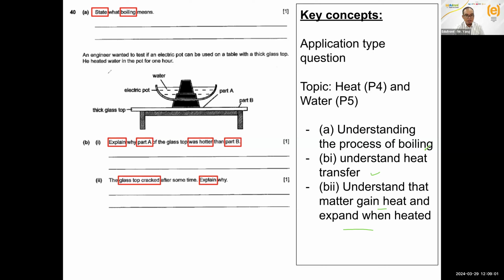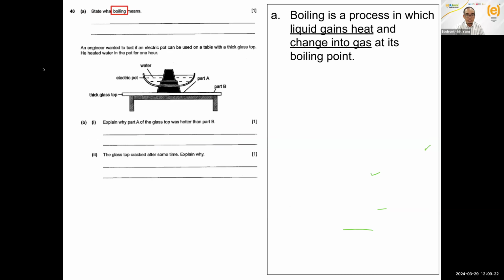This one is another thing that you need to know on this question, because they ask you why the glass top cracked, right? You must understand that matter will gain heat and expand when heated. The opposite happens when it loses heat, it will contract. Okay, let's go straight to the question itself. So part A, what does boiling mean? Okay, let me take out my pen.